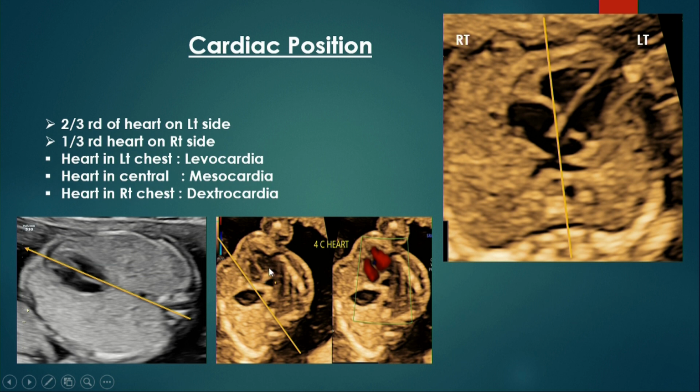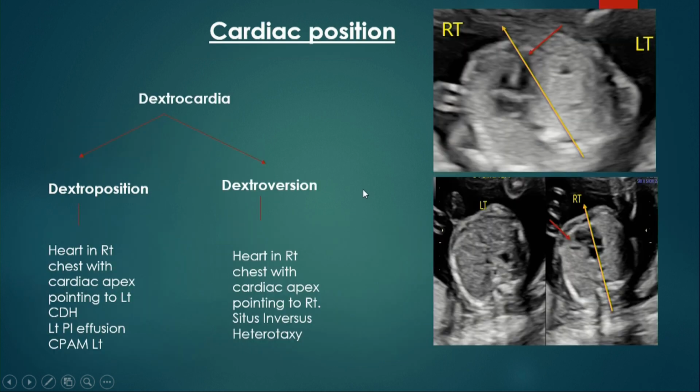Here you can see the heart is shifted into the right hemithorax, and there is herniation of the stomach into the left hemithorax. Dextrocardia may be a dextroposition or a dextroversion. Here you can see the heart is in the right hemithorax, but the cardiac apex is still facing towards the left side. So the heart is pushed into the right hemithorax. There are extracardiac abnormalities that are pushing the heart into the right hemithorax. Here you can see this is a CPAM of the left lung pushing the heart into the right hemithorax. Left pleural effusion and left diaphragmatic hernia cause dextroposition.